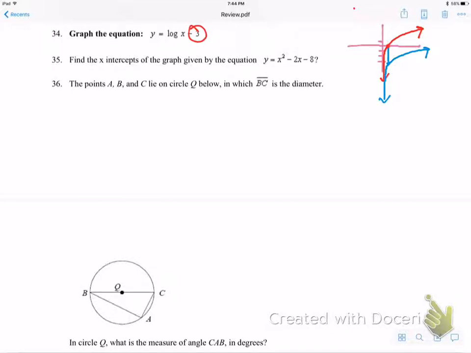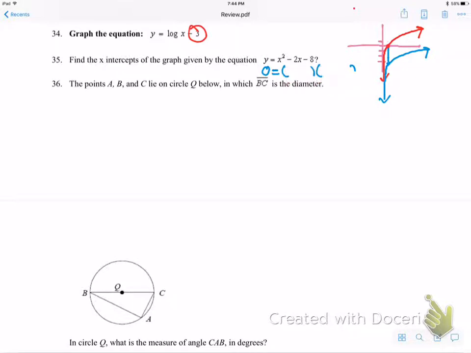Number 35, find the x-intercepts of this graph. Remember, x-intercepts are zeros, or roots, or solutions. You can solve this by looking at a graph in your calculator for the x-intercepts, or you could factor it like we did on number 33. We're looking for two numbers that multiply to give us a negative 8, but add together to give us a negative 2.